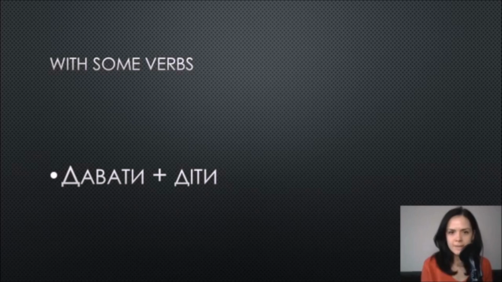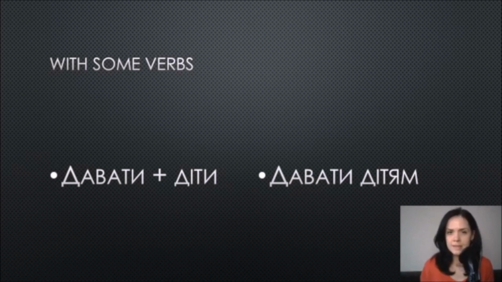So we have давати and діти. Давати, we figured, means to give, and діти means children, a plural noun. So to say to give to children, we will say 1, 2, 3. Давати дітям. Діти in nominative became дітям in dative. If you have answered дітям, you were correct. Давати кому? Давати дітям. To give to children.